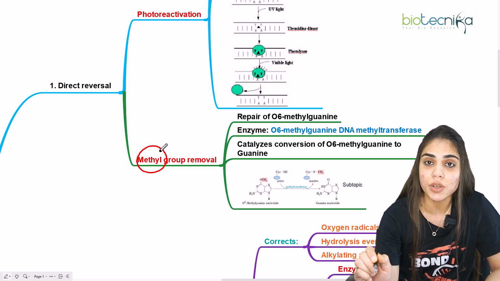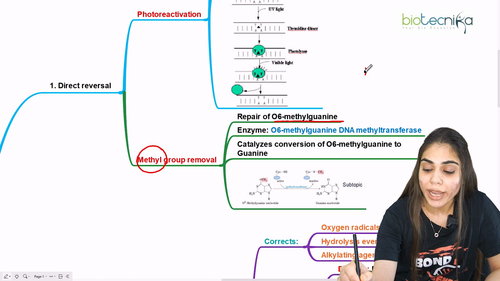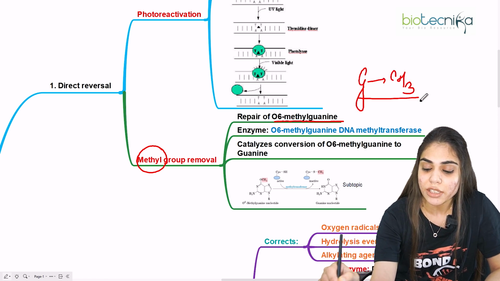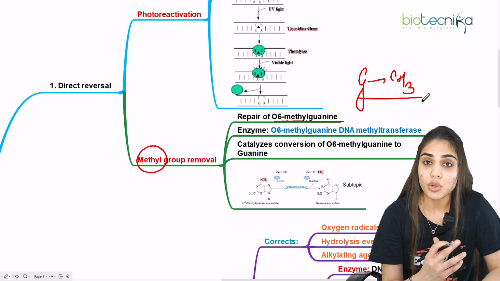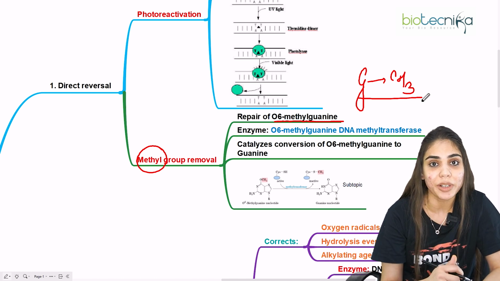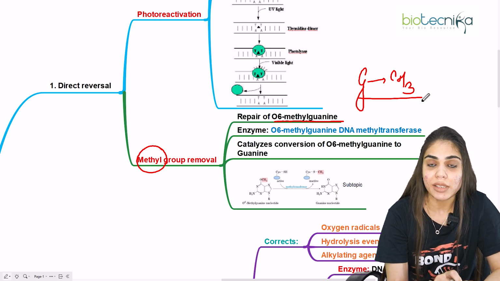So what is it used for? It is used to repair O6-methylguanine. And we know if guanine is methylated at the 6th position, it will form O6-methylguanine, which is a base analog. But this base analog is not the nitrogenous base that is incorporated in the DNA. So this methyl group has to be removed, and this will be done by this mechanism.